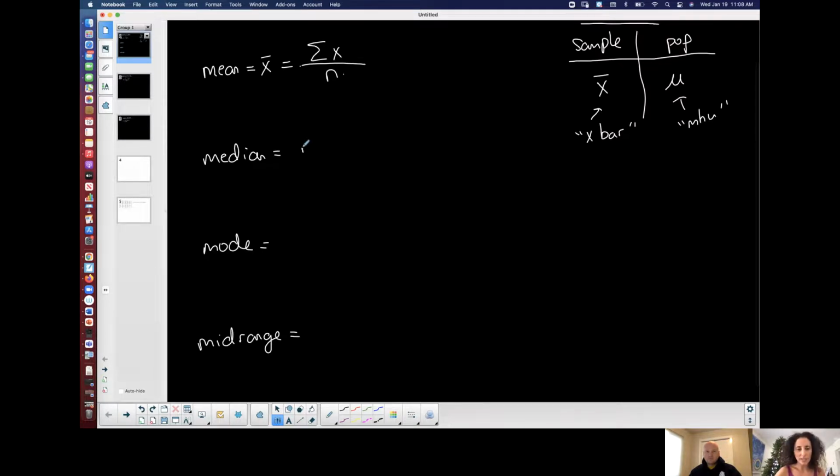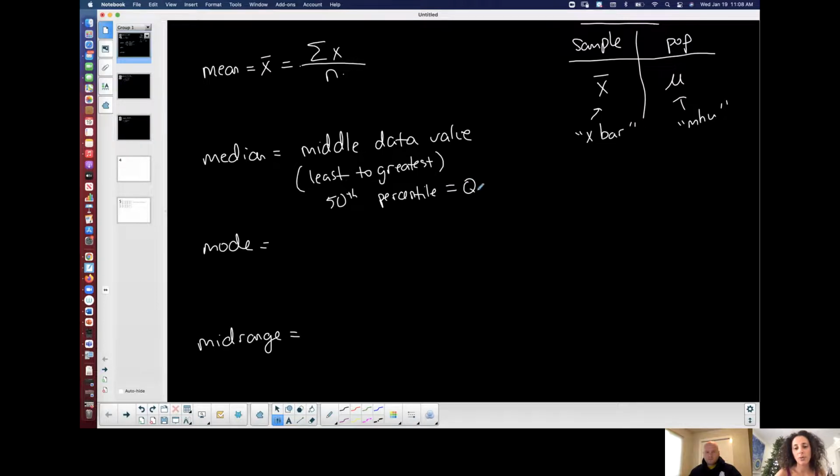Your median is the middle data value, the one right smack dab in the middle, and you need to have your data set in order from least to greatest before you find it. It's also called the 50th percentile. You might see that term. Next week we talk about quartiles; the median is also the second quartile. I'll probably talk about quartiles today too. The 50th percentile is the middle. It separates the lower 50% from the upper 50%. I'll come back to that again.